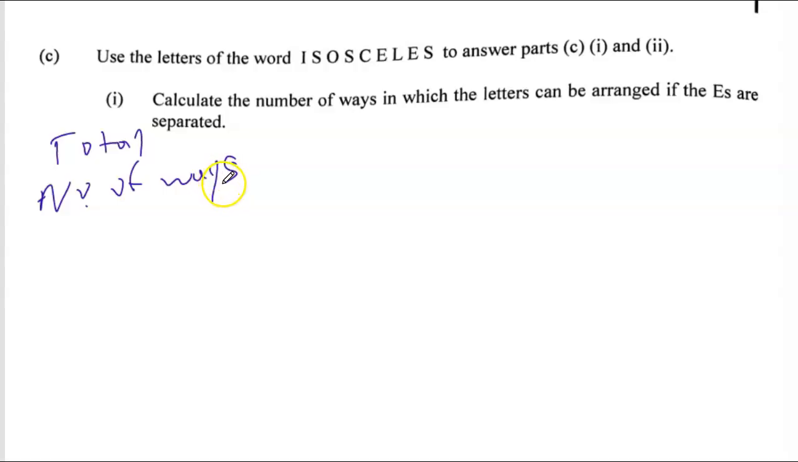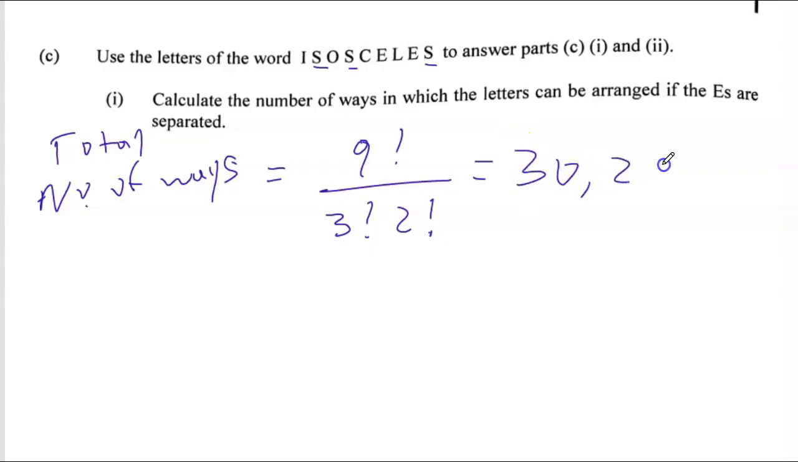whether the E's are separated or not, would be, well, there are 9 elements, so it's 9 factorial. And we have some repeats. Notice the s. We have s there 3 times, so that's all divided by 3 factorial. And we have 2 e's, so also divide by 2 factorial. And we can punch this in our calculator. And it should get 30,240 ways.